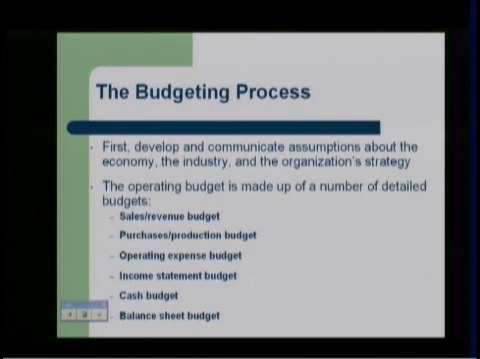There is a process to the budgeting cycle. You have to start with the sales budget so that you'll know how many units you're going to have to produce based on your sales. Based on how many units you're producing, you can then forecast your operating expenses, come up with an income statement, a cash flow statement, and a balance sheet. So there's a system to it. You have to start with the sales budget.